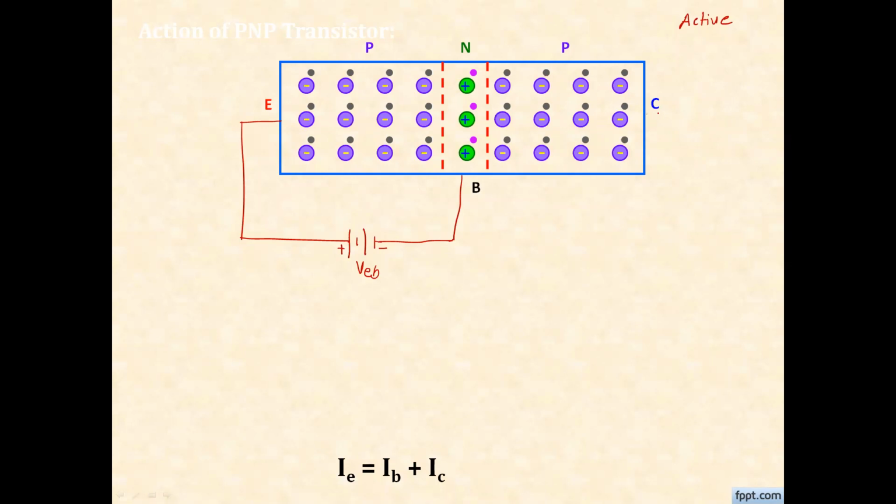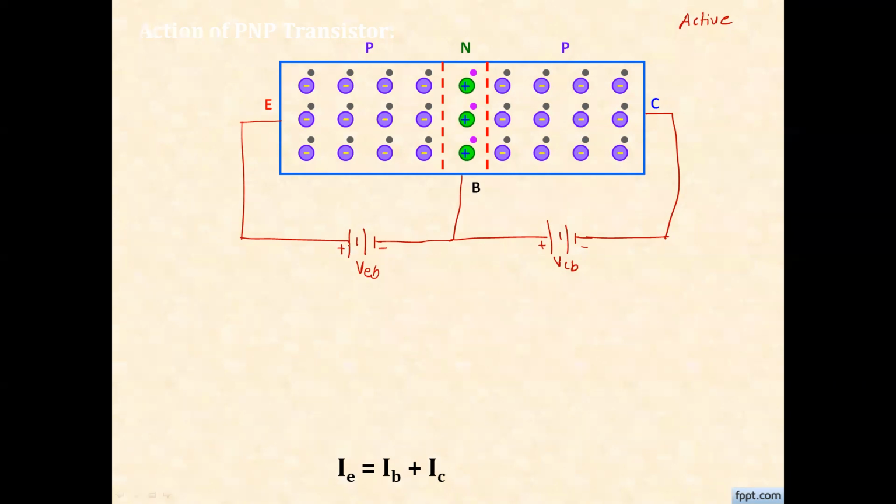And now the collector to base junction we need to connect in reverse bias. Is it right? The collector is the P region, so when I want to make it reverse biased, we need to connect it to the negative terminal of the external battery, and the base we have to connect to the positive terminal of the battery. So this battery VCB makes the collector to base junction reverse biased.